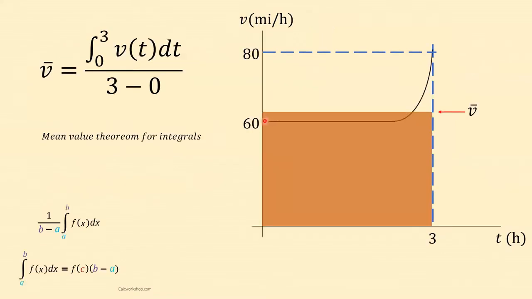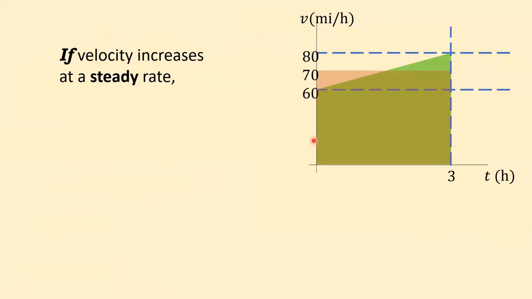Here it's obviously not increasing at a steady rate. It starts out not increasing at all, and then it rapidly increases. In fact, you can see that the slope itself is increasing. So that formula is not going to work here. If you take 60 plus 80 divided by 2, you get 70. 70 is obviously not the average velocity for this particular motion.